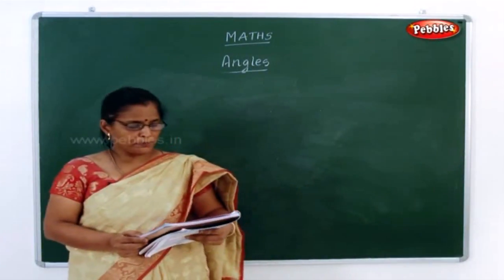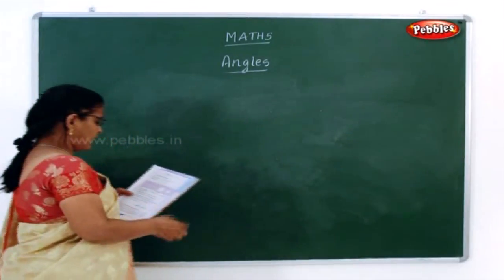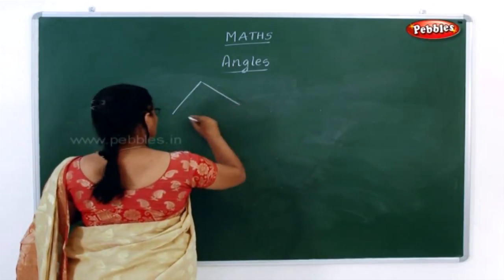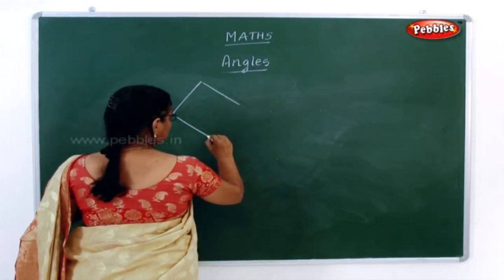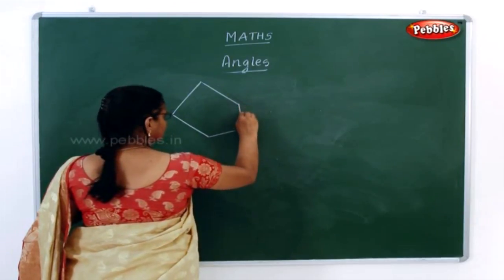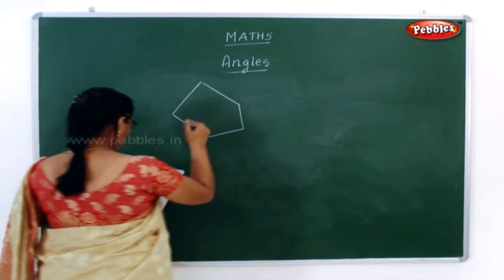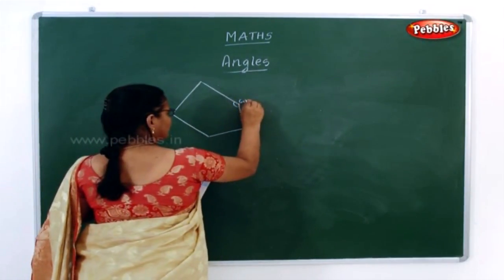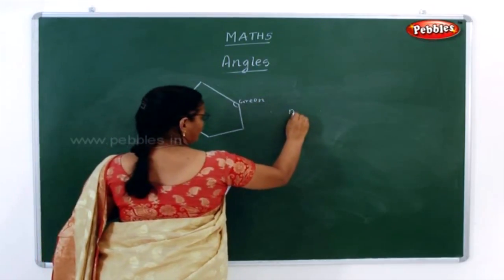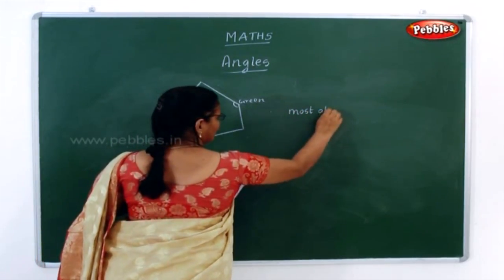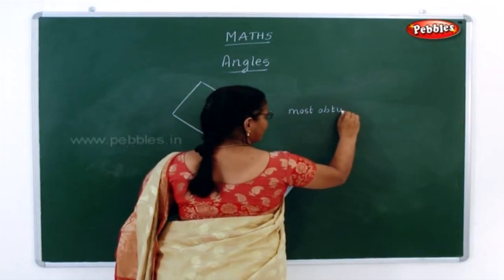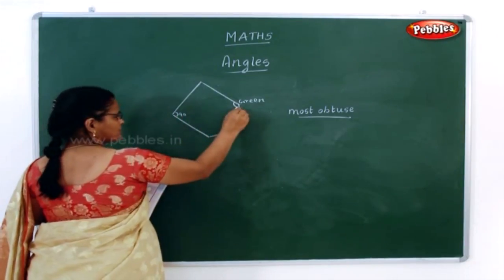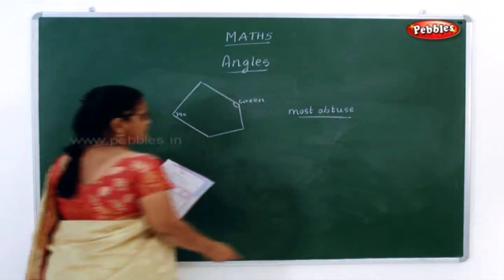See, the next one is your practice time. Look at the shape and answer. The angle marked in green color is called the most obtuse angle, because this is more than 90 degrees. The others are also more than 90 degrees, but this green one alone is the most obtuse angle.